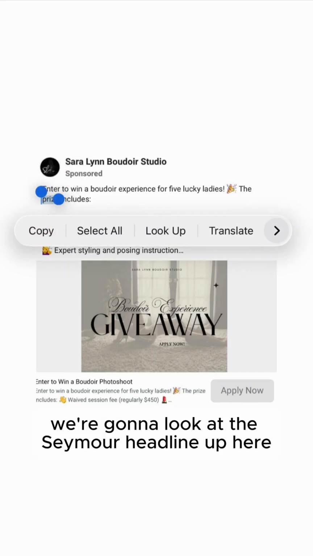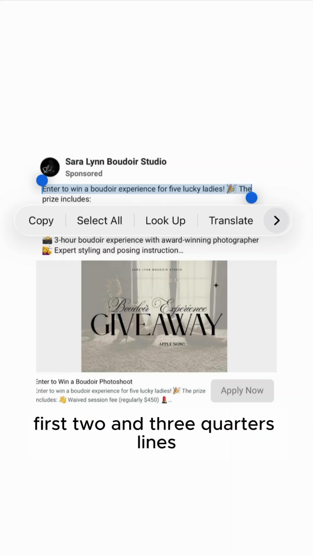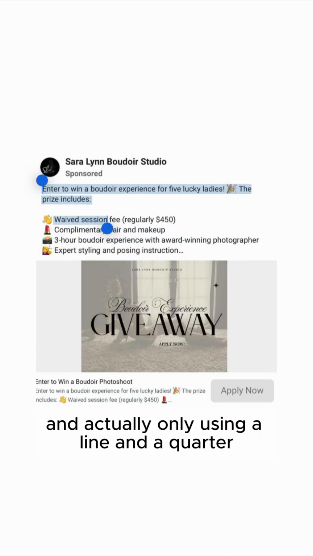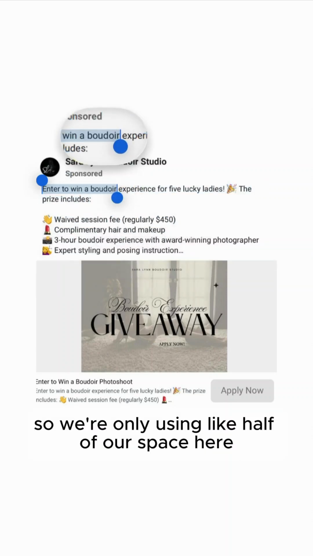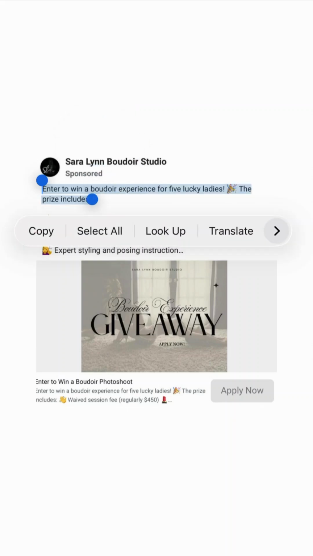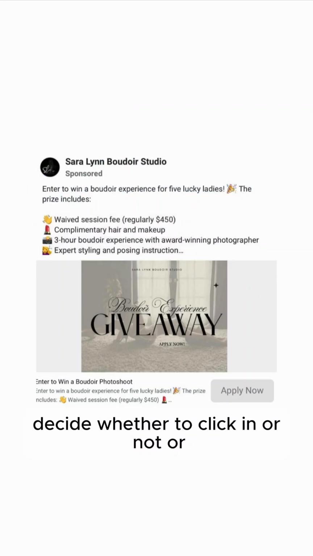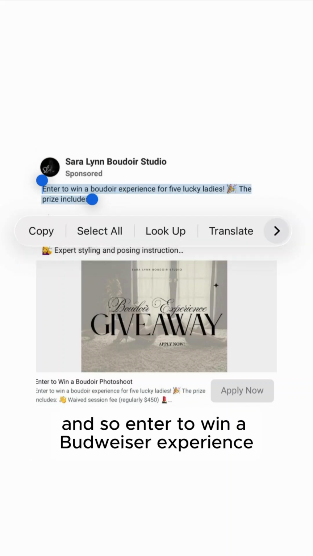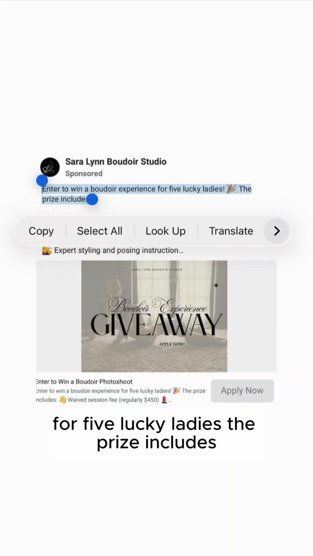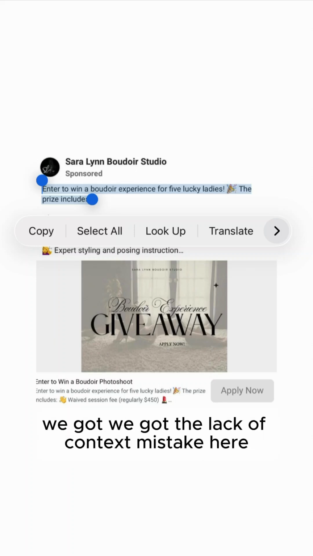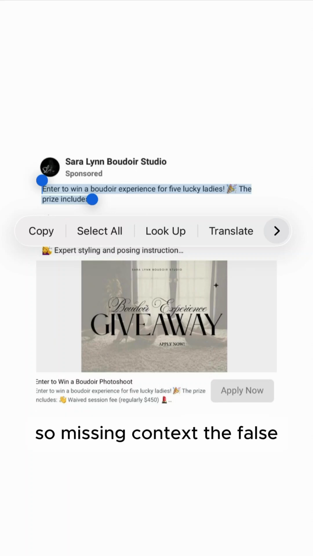Finally, we're going to look at the See More headline up here. First 2 3/4 lines on the Facebook mobile news feed. And actually, we're only using a line and a quarter. So we're only using like half of our space here to get people to decide whether to click in or not, or click to read more. And so: enter to win a Boudoir experience for 5 lucky ladies. The prize includes... All right, so yeah, we got the lack of context mistake here, so we're missing context.